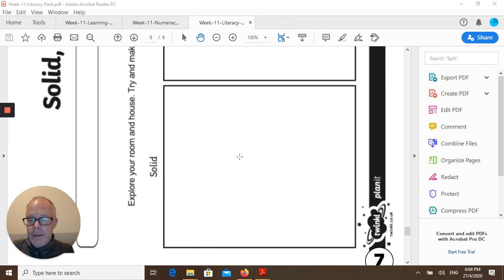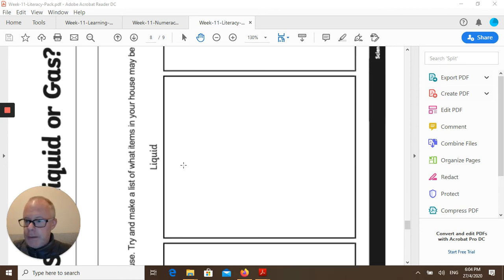List as many solids as you can find. I expect at least 5, but see how many you can fit there. There's lots of solids. You're surrounded by solids. That'll be the easy part. Liquids, a little bit trickier, but have a look in your fridge. Look at what's inside the bottles in your fridge, and you might find some different liquids in there.